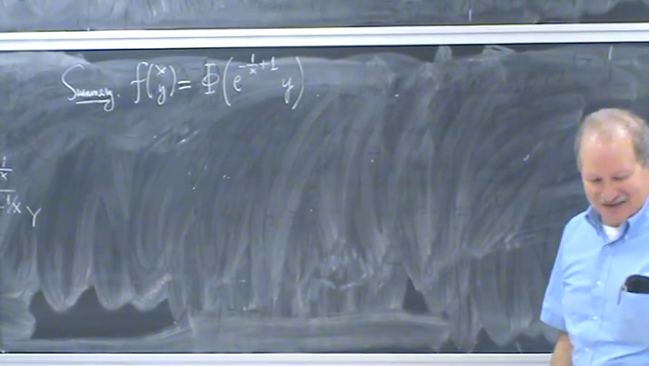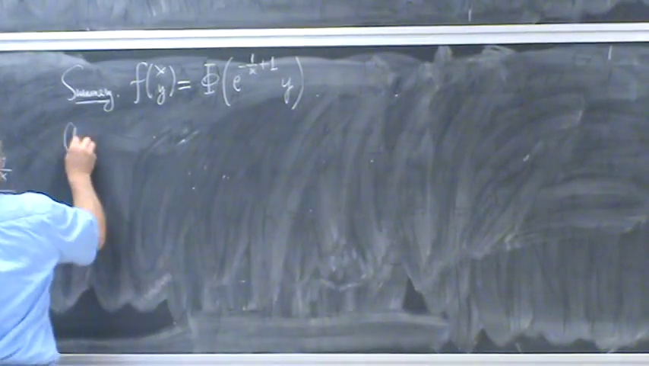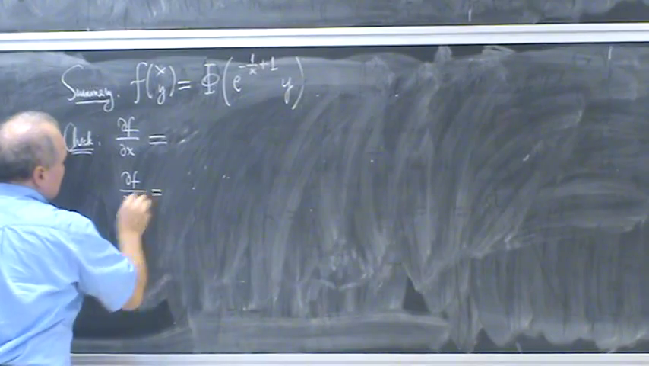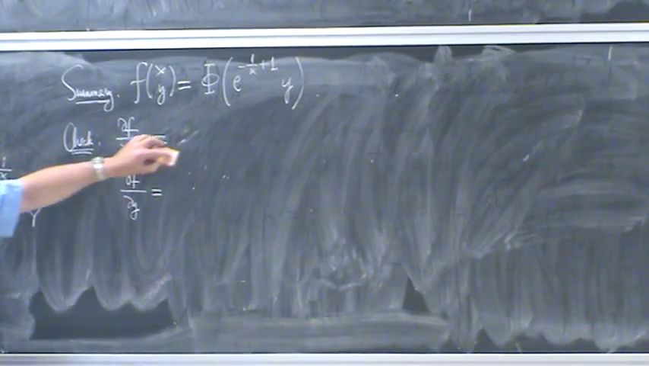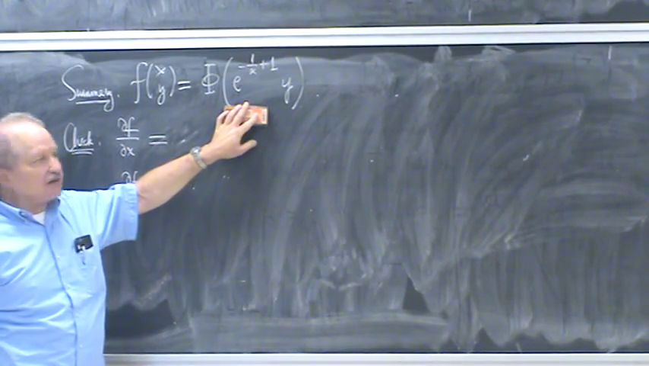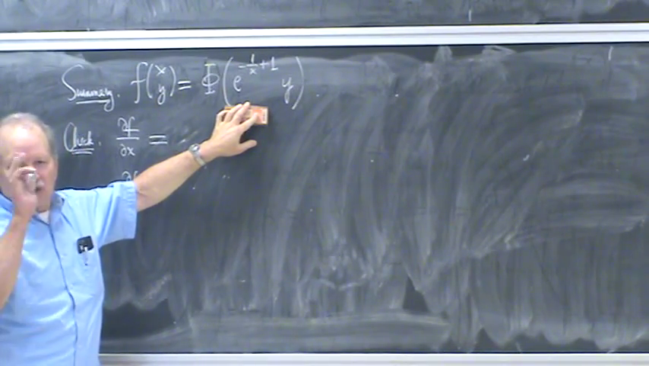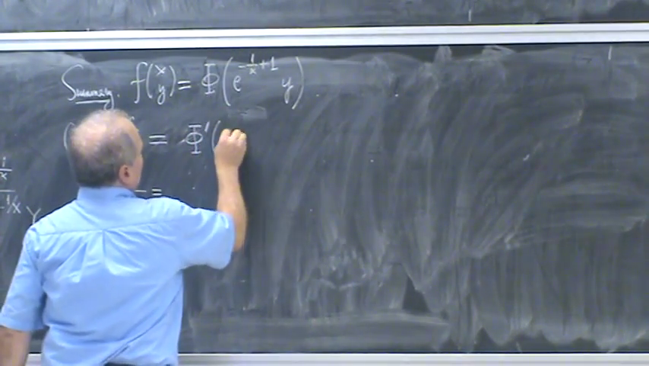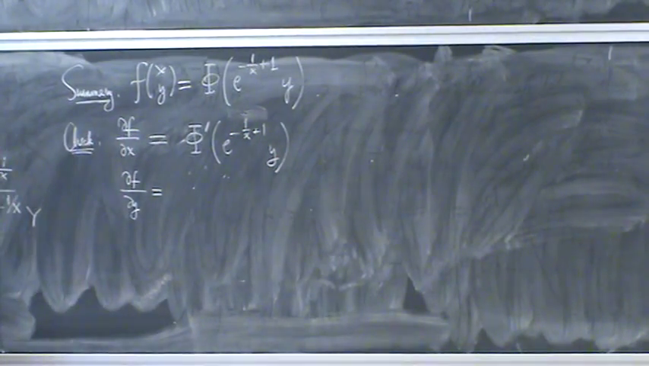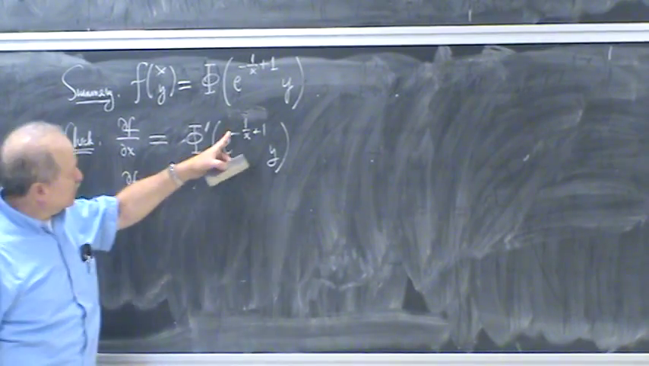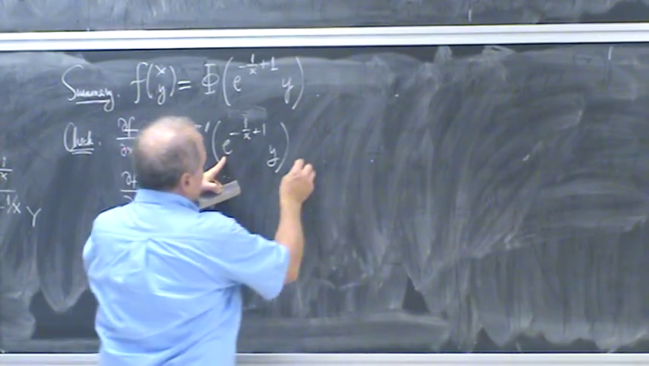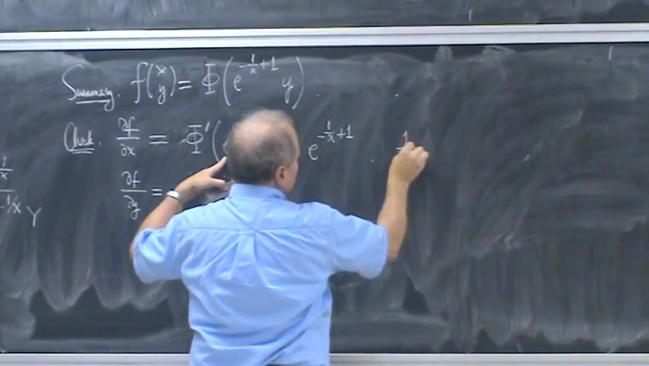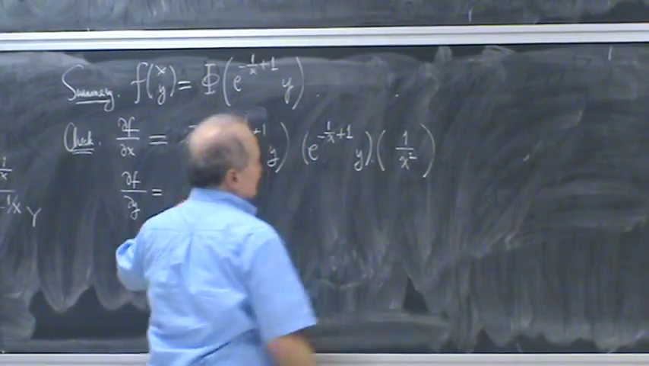And we could check with the chain rule. What is the partial with respect to x? What's the partial with respect to y? How do I take the derivative of this awful looking thing with respect to x? Chain rule. So capital phi of blah, what's the derivative? Capital phi prime of blah times the derivative of blah with respect to x. What is the derivative of blah with respect to x? E to the negative 1 over x plus 1 times 1 over x squared times y.